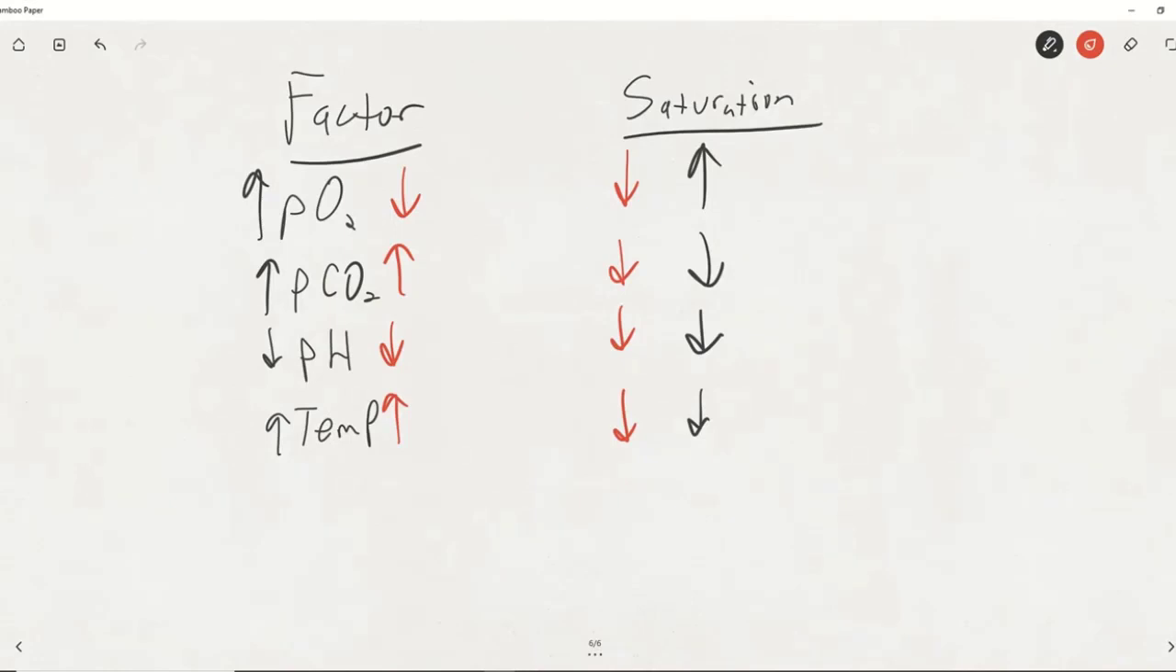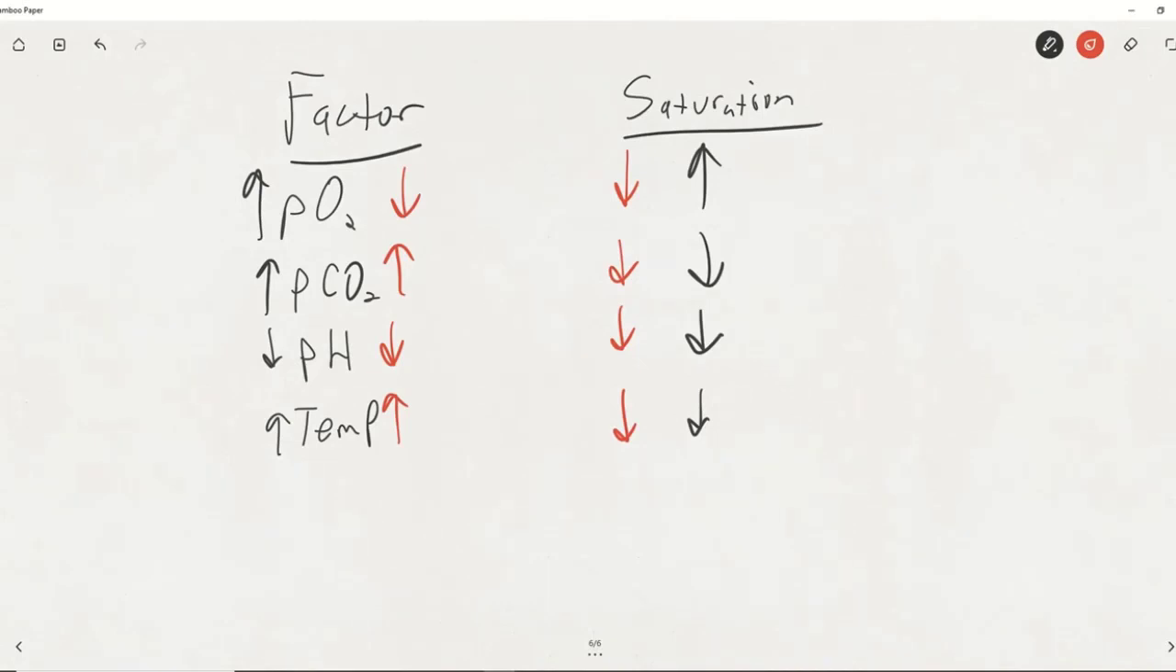What that means is metabolically active tissue like muscle that's been working out creates an environment that makes it really easy for the oxygen to move from the hemoglobin into the tissue. All four of those factors reduce saturation to make it easier for the oxygen to move into the tissue.